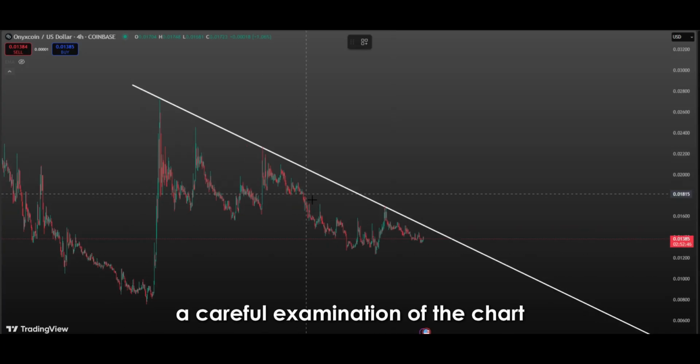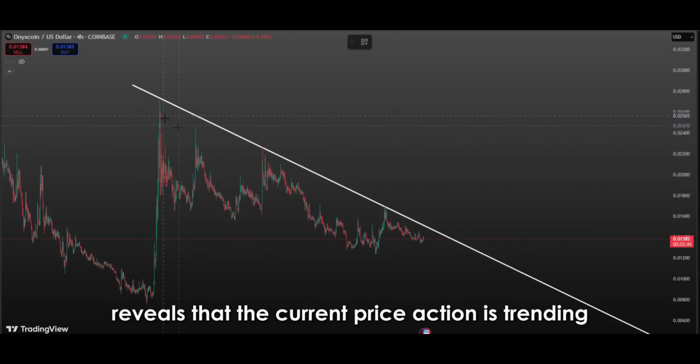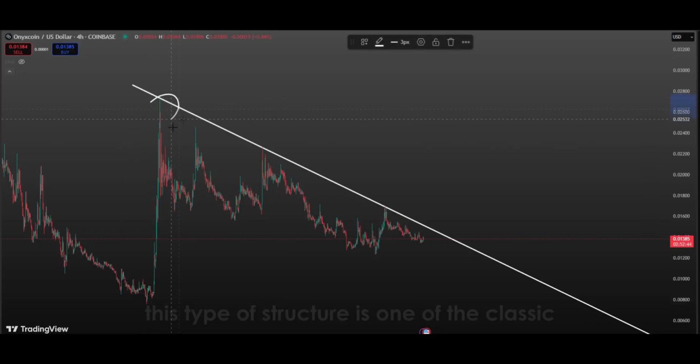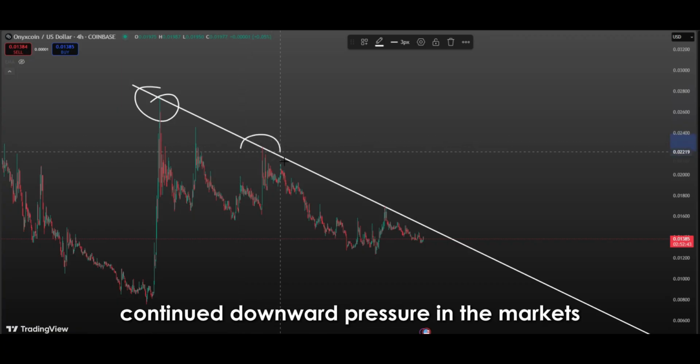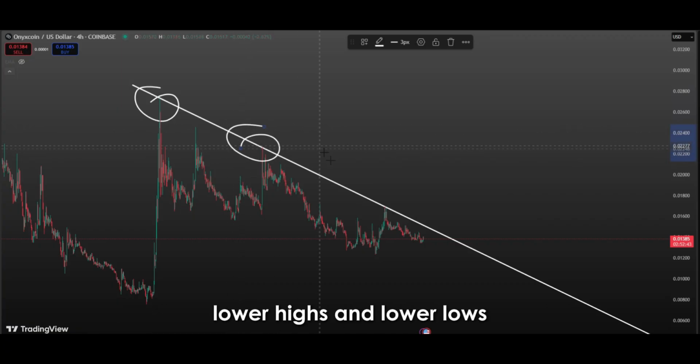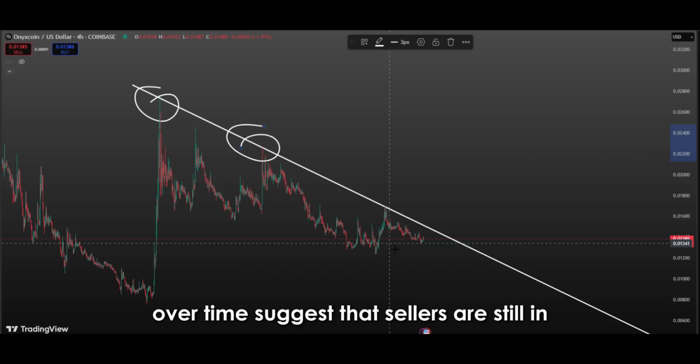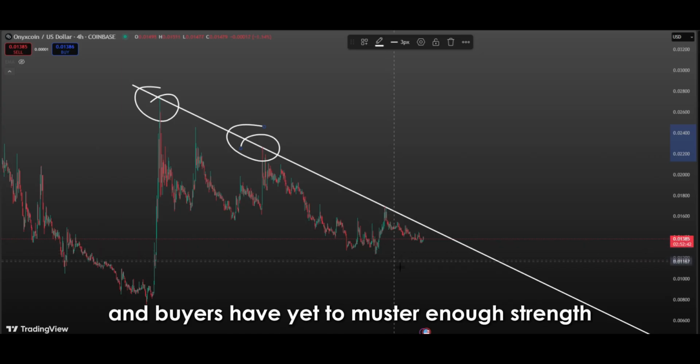A careful examination of the chart reveals that the current price action is trending below a distinct descending trend line. This type of structure is one of the classic technical analysis patterns that usually indicates continued downward pressure in the markets. Lower highs and lower lows over time suggest that sellers are still in control of the market and buyers have yet to muster enough strength.